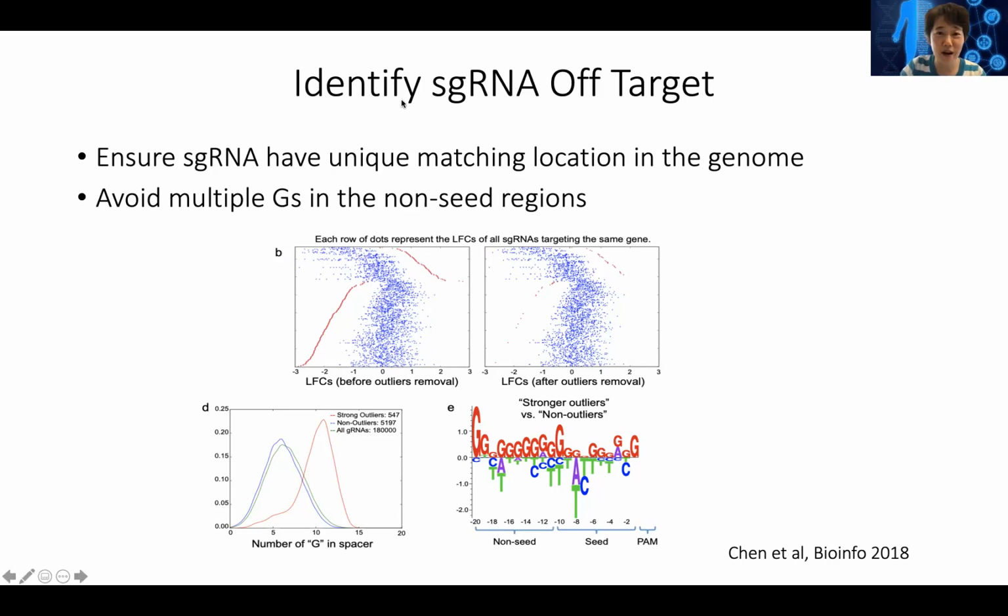And so there are computational approaches. You first need to make sure the guide RNA really only matches a unique location on the genome. But we also look at where you could have off-targets.